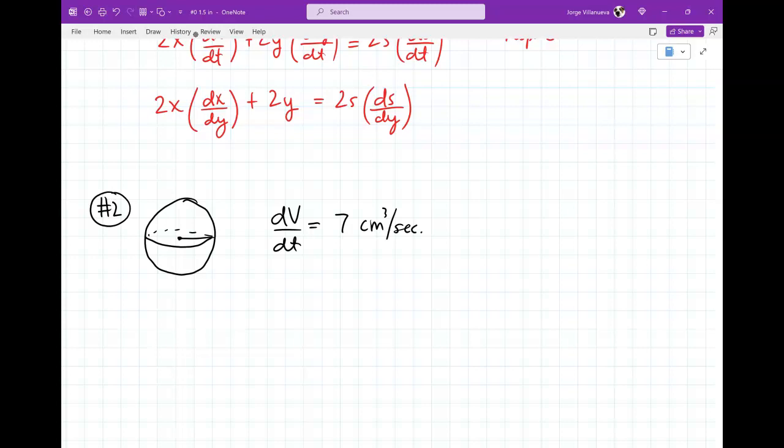What is the rate of change of the radius, dr/dt, at the instant the volume equals 36 pi? So when volume equals 36 pi, that's what I need to know, dr/dt. And then they tell you the volume of the sphere is 4/3 pi r cubed.